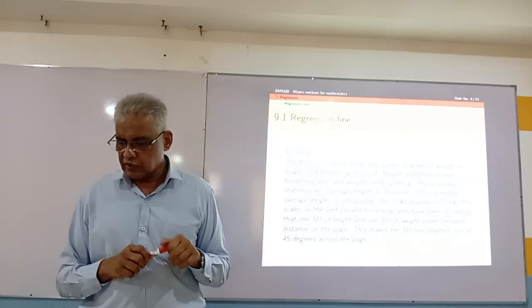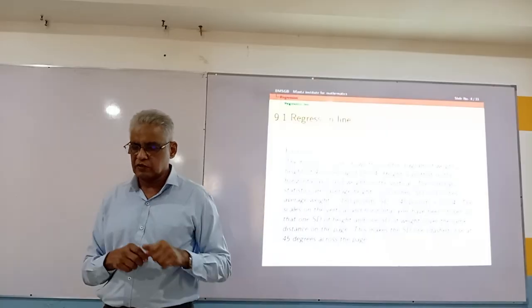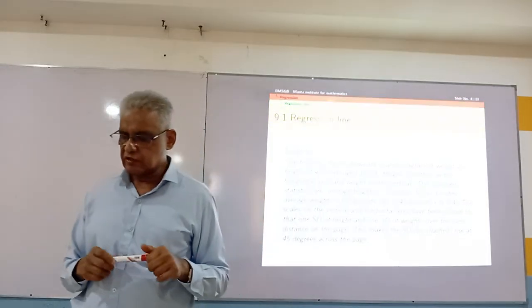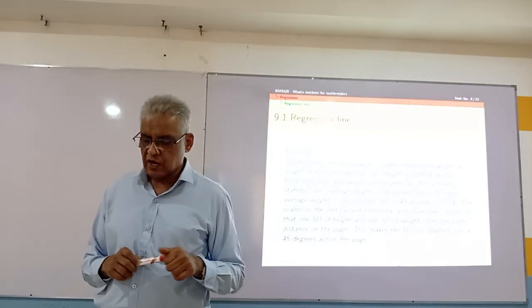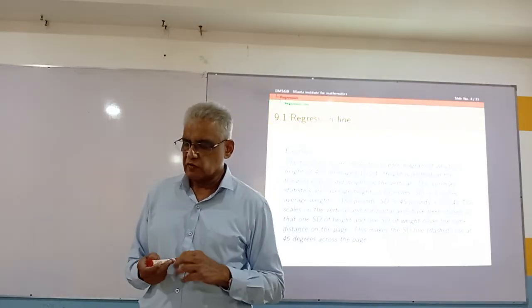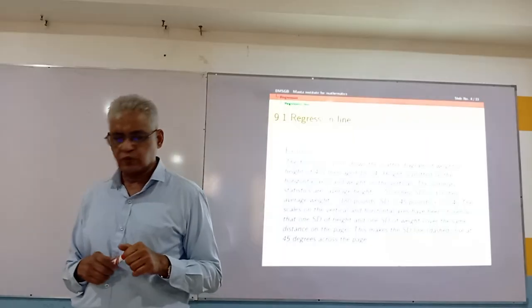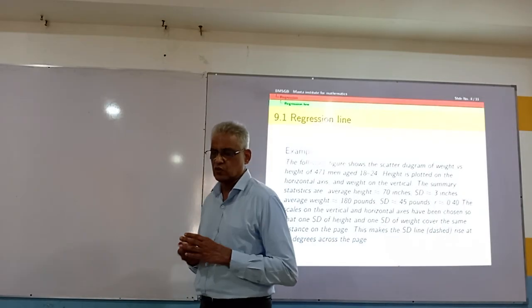So we are given some summary statistics. Average height of all these people was 70 inches. Their standard deviation was 3 inches. Average weight was 180 pounds. Their standard deviation was 45 pounds, and the correlation is also given as 0.4. So you can see that's not a very strong correlation.